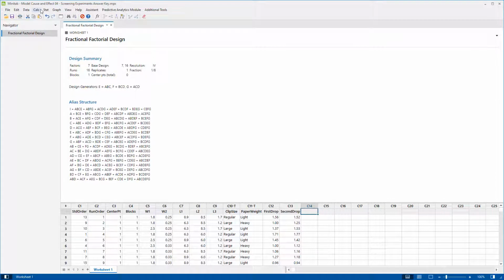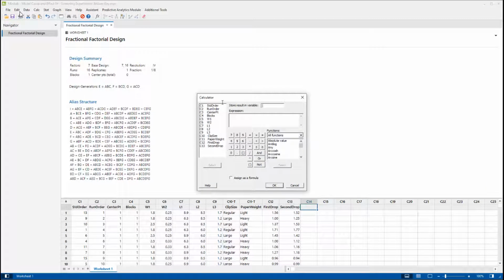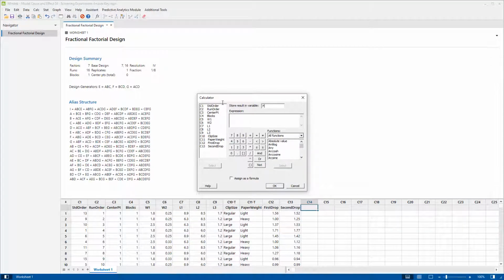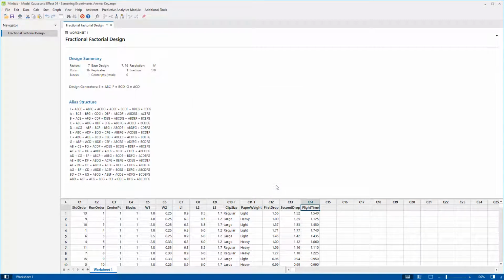So on Minitab, I'm going to go up to the Calc menu, click that, click on the calculator. And I'm going to tell it that I want to calculate flight time. And I want flight time to be equal to the average. So I'm going to put in a parenthesis here. I want it to be the average of the first drop and the second drop. And Minitab does have an averaging function, but for just two values, this is just as easy. So I'm going to click OK, and it'll create a new variable called flight time and put it in column C14.